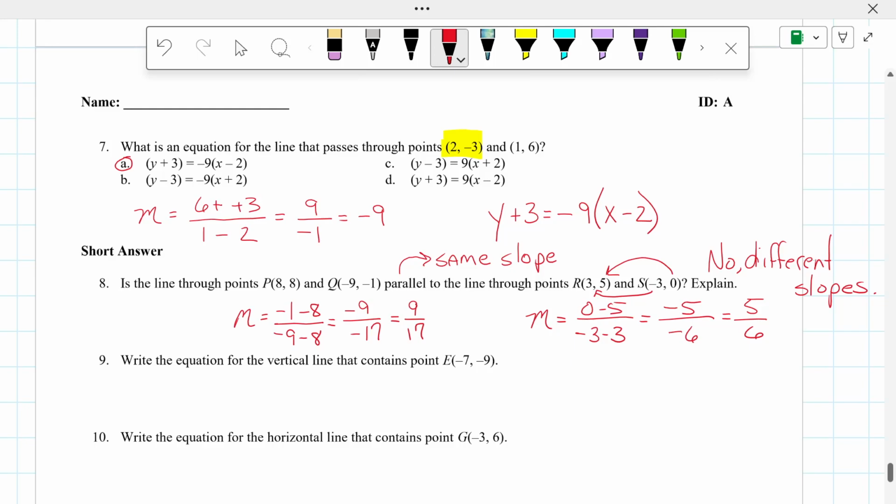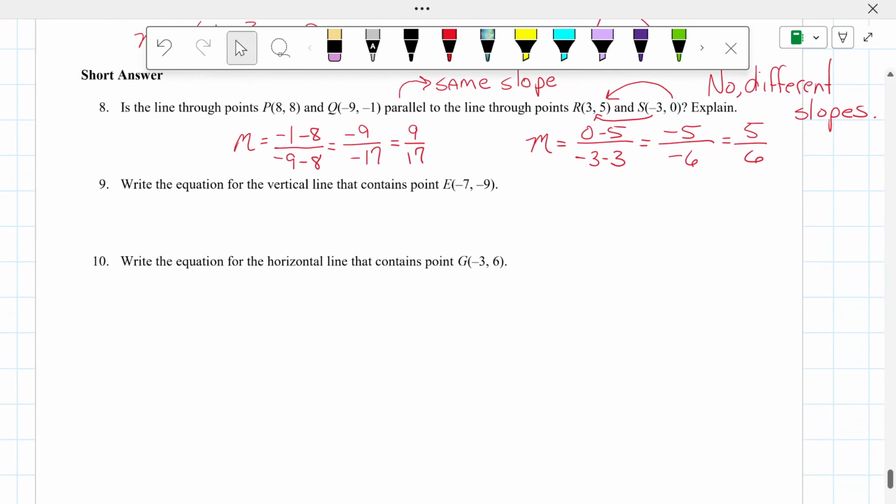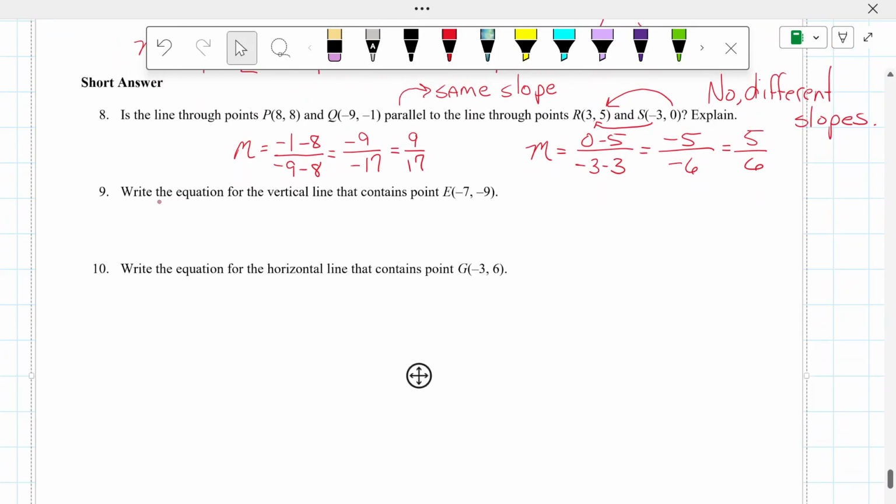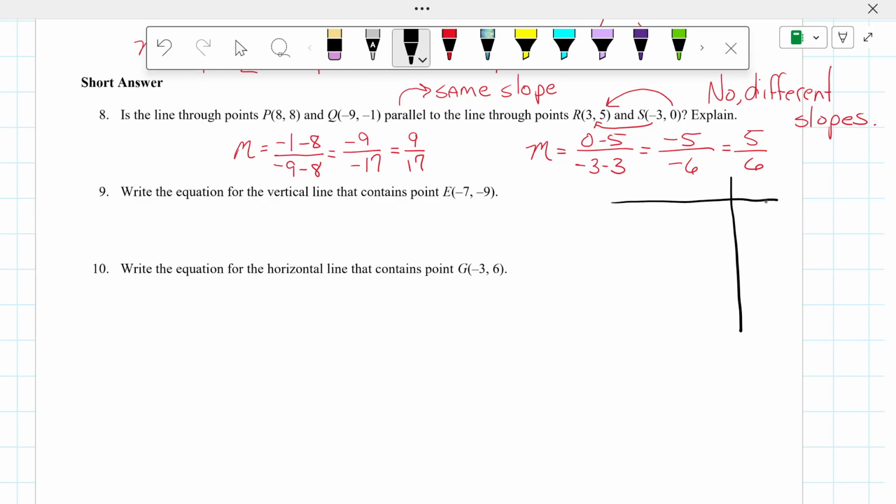Problem number 9. Write an equation for the vertical line that contains negative 7, negative 9. Here's a visual. If we take a coordinate plane, x-axis, y-axis, we plot this point. All right, let's say we've got negative 7, negative 9. Here's the point. Agreed?